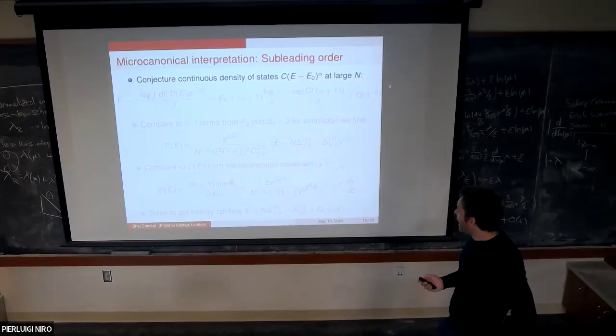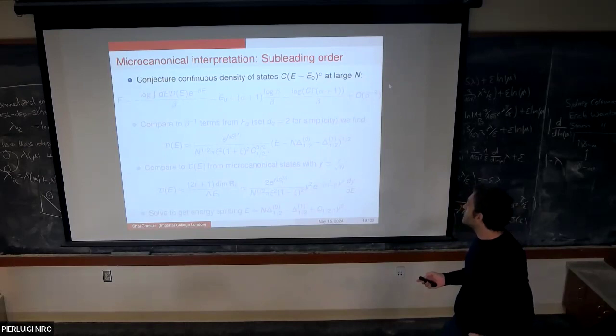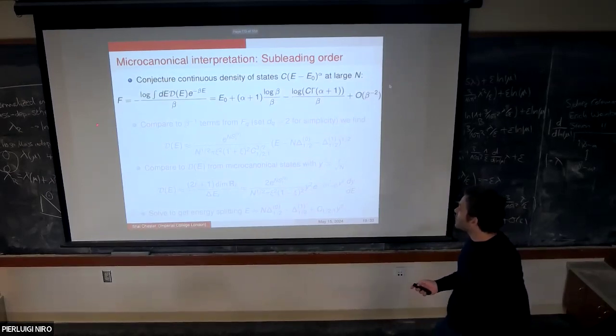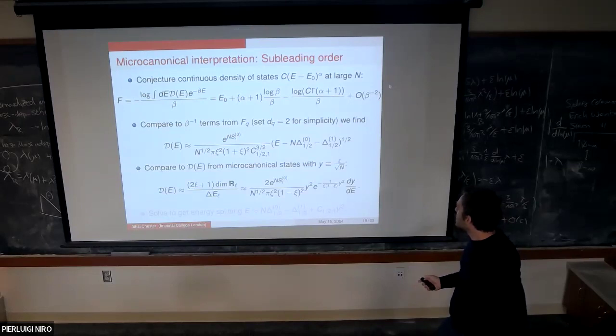Okay, so now let's give a microcanonical interpretation to the subleading and temperature terms. Because we know that there are infinitely many operators of the same energy when N is infinity, thus you should conjecture a continuous density of states. And so let's imagine the free energy is written in terms of this continuous density of states. Then if you compare this ansatz to what we actually find from the thermal calculation, you can match this density, and you find the following answer here.